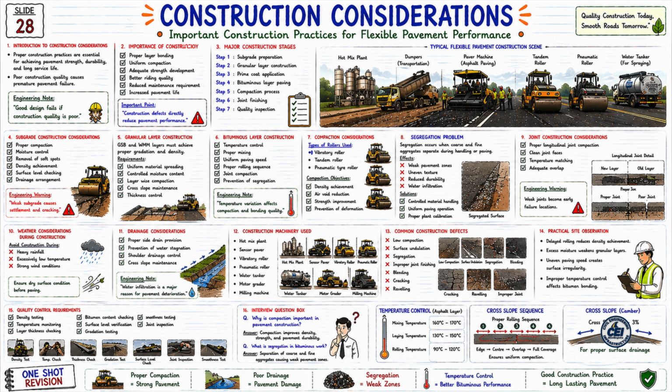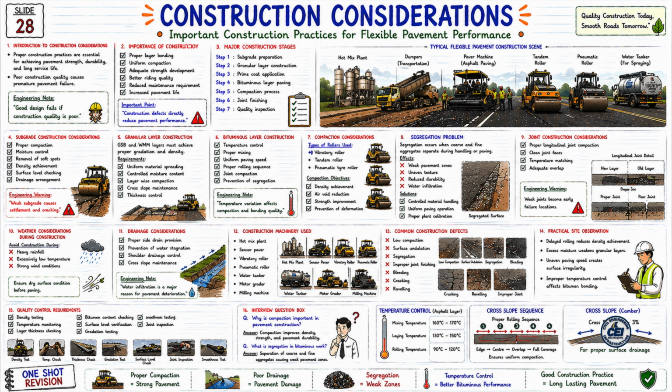Now let us look at the seventh topic. 7 Compaction considerations. Here are the different types of rollers. Vibratory roller, Tandem roller. Pneumatic tire roller. Now look at the compaction objectives. Density achievement. Air void reduction. Strength improvement. Prevention of deformation. And inadequate compaction is the biggest cause of pavement distress.